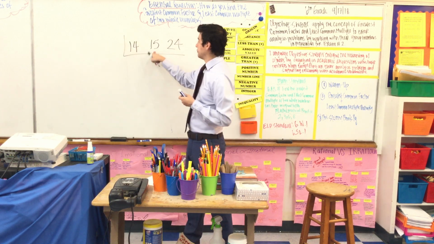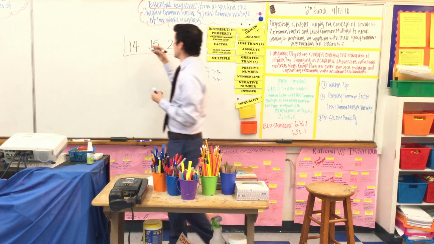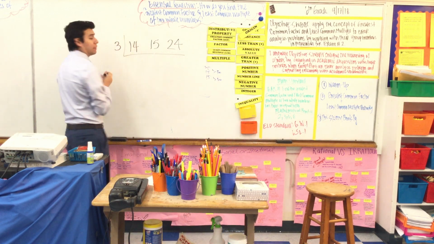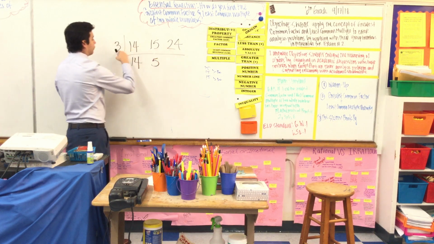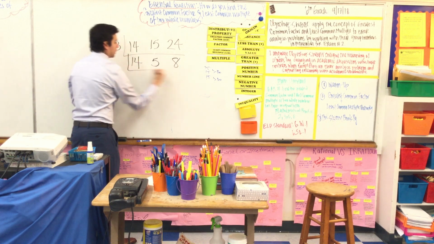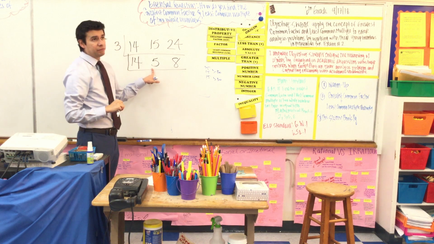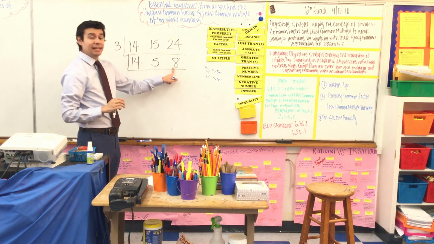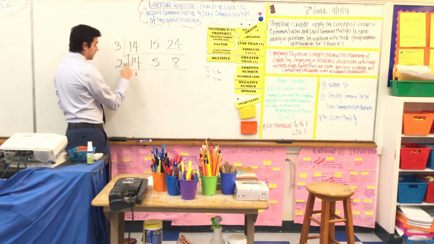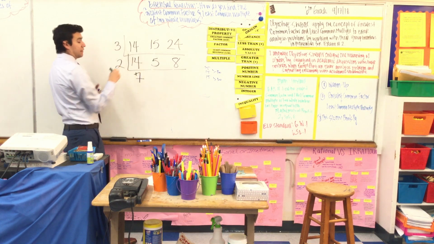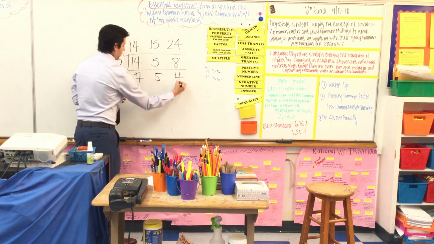Well, 14 and 15, no. 15 and 24, yes, I could take out a 3 or factor out a 3. 14 divided by 3, you can't do that, so it drops. 15 divided by 3 is 5. 24 divided by 3 is 8. Here we go. Can I factor out anything from those 3 numbers? 14 and 5? No. 14 and 8? Yes, a 2. 14 divided by 2 is 7. 5 divided by 2 you can't do, so 5 drops. 8 divided by 2 is 4.